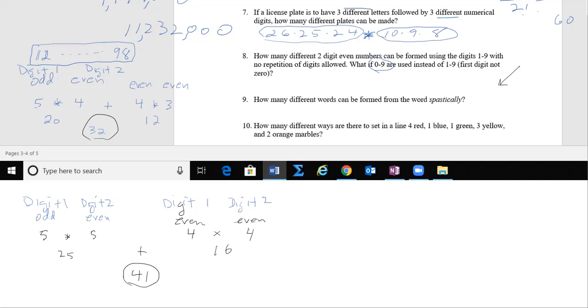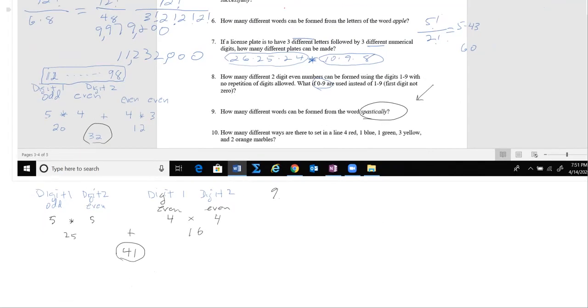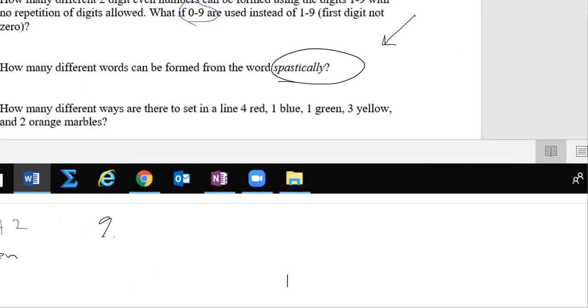We're on this one here, spastically. Number 9. Let's bring it down here. How many letters is that? That's 1, 2, 3. It's hard for me to see that. There it is, spastically. 2, 4, 6, 8, 10, 11. Okay, so we're going to have 11 factorial.